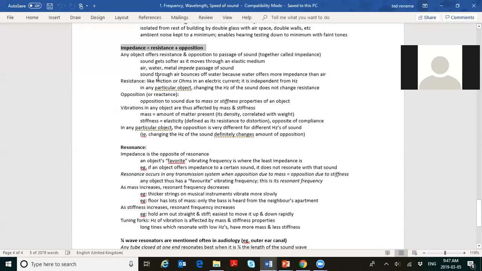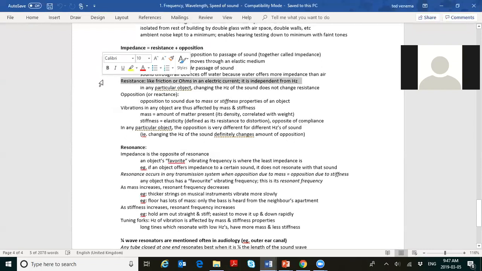Now, impedance is caused by two things, resistance and opposition. Resistance and opposition. All right? Resistance is like simple friction. So in any object or in any medium, there's friction of sound, like if you rub your hand really fast across the top of a desk, your hand gets warm. Okay, that's friction. And that's resistance. And in any object, the resistance to the passage of sound is equal for all frequencies.